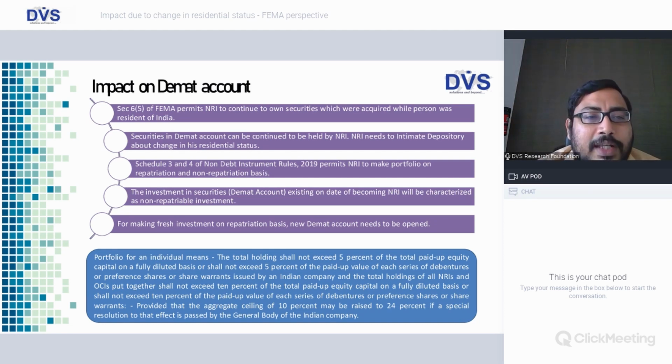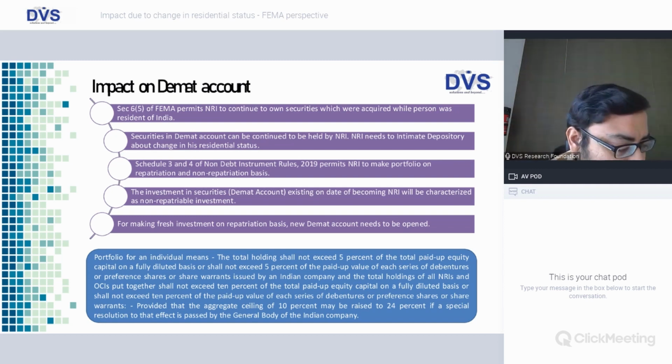So here there are 3 or 4 important points. First, the individual, even after becoming a non-resident, can continue to hold on to his Demat account which was opened at the time of him being a resident. Second, upon the change in residential status, he is supposed to intimate the depository about the change. Because once the status changes from resident to non-resident, you cannot make fresh investments in the same Demat account. For further investments, you have to open a separate Demat account. And any investments made at the time of him being a resident will be treated as non-repatriable investments.